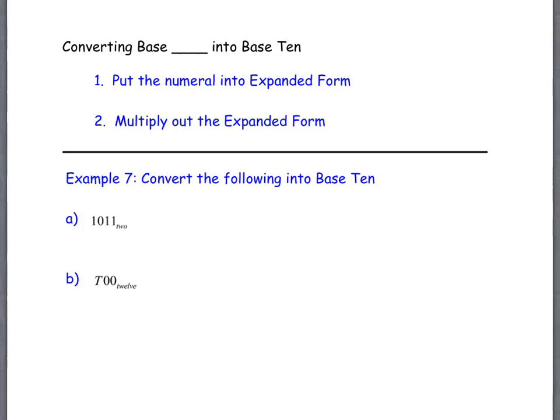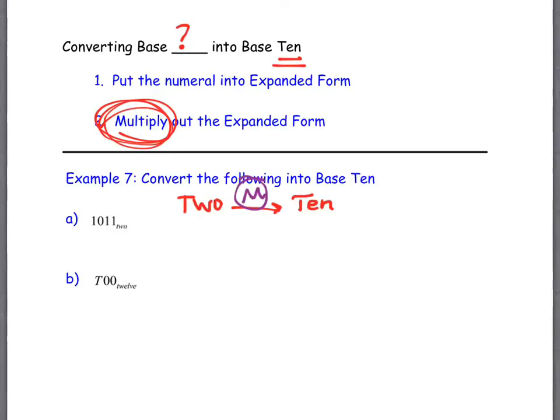All right, let's do something more fun. What we're going to do next is take whatever base that we're in and turn it into base 10. Okay? So I want you to write down, or circle, actually, since it's already written here for you, the word multiply. The key thing that we're going to be doing when we turn any other base, so base whatever, into base 10, is multiplying. Here we're going from base 2 into base 10, which means we're going to multiply. That's the key thing we're going to be doing.